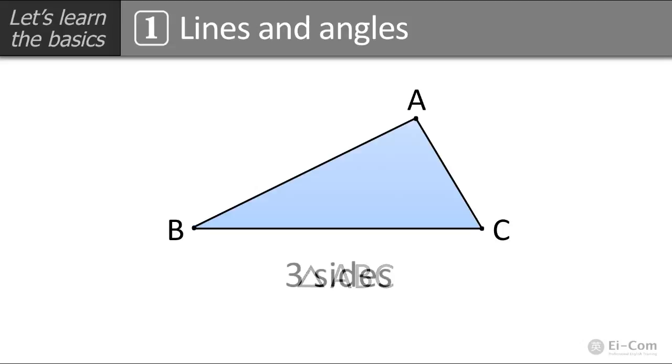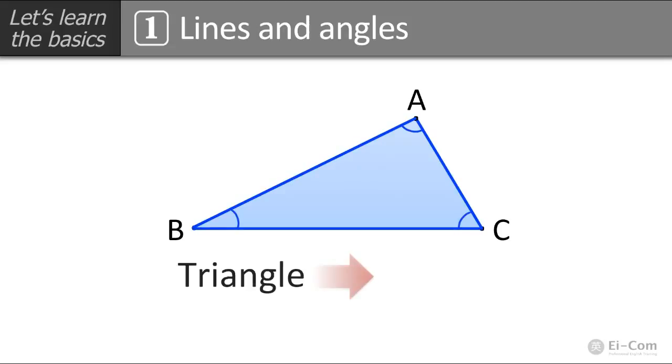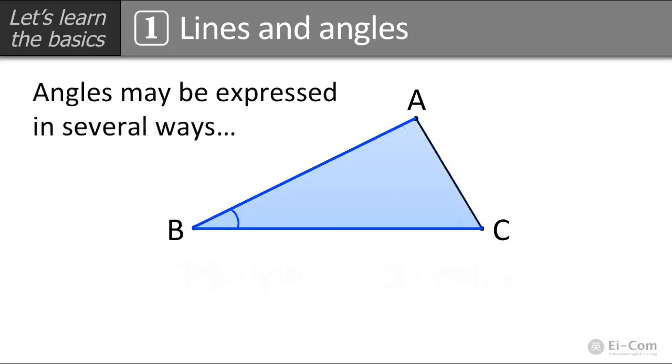Of course, all triangles have 3 sides, but they also have 3 interior angles. Tri means 3, so triangle literally means 3 angles. Angles may be expressed in several ways. For example, the angle formed between segments AB and BC is called angle ABC. Notice that this time we use the angle symbol instead of the triangle symbol.